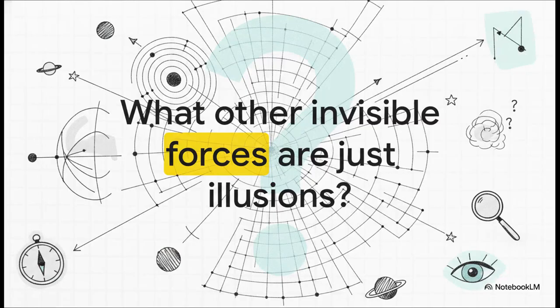Which leaves us with one final, pretty provocative question to chew on. If it took humanity centuries to finally realize that gravity wasn't some invisible magical tether, but rather the very shape of reality and time itself, what other invisible forces in our lives, whether in science or even just in our daily perceptions, are actually just illusions born from our limited perspective? The geometry of the universe is vast, it's weird, and it's deeply beautiful.